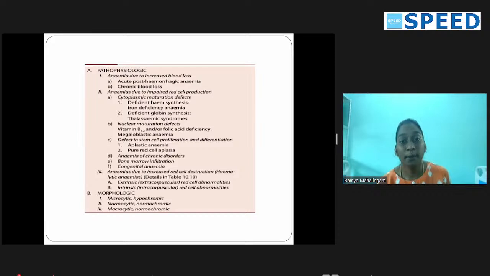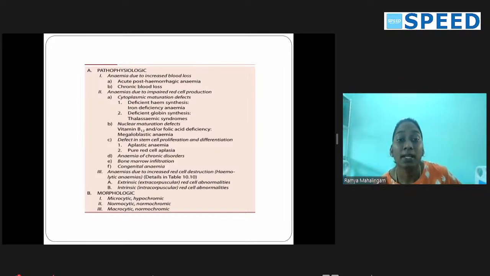Then coming to the maturation defect, that is folic acid, vitamin B12 deficiency, all these are going to lead to megaloblastic anemia. Then anemia due to some bone marrow infiltration or some inborn defects in the extrinsic factor, all these are going to result in anemia. So these are the pathological causes for the anemia. What are going to be the morphological causes?